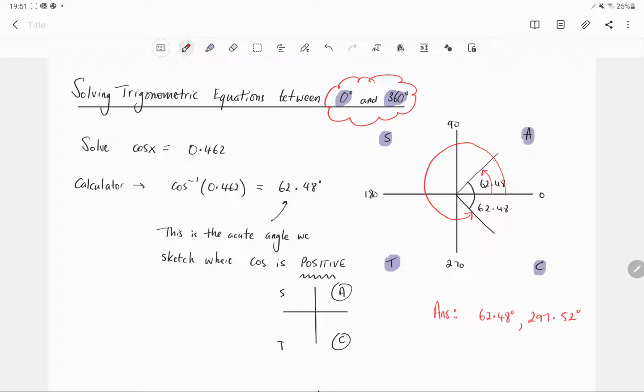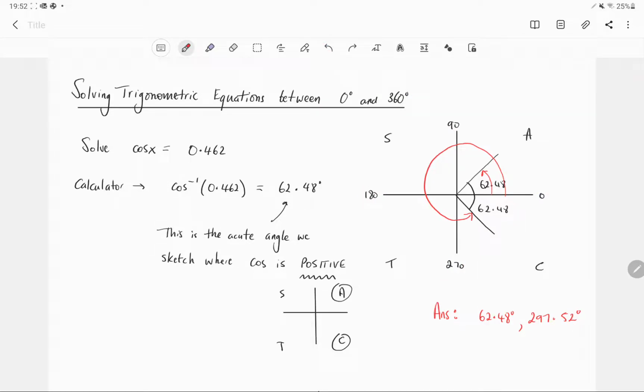C means this is where cos is positive. A means this is where all sine, cos and tan are positive. Sine is positive in this quadrant and tan is positive in the third quadrant. And because this is between 0 and 360, we start at 0 and then go to 90, 180, 270 and then back to 360.